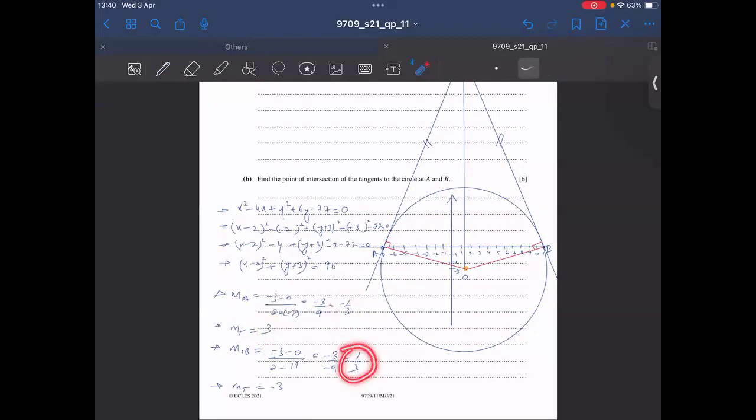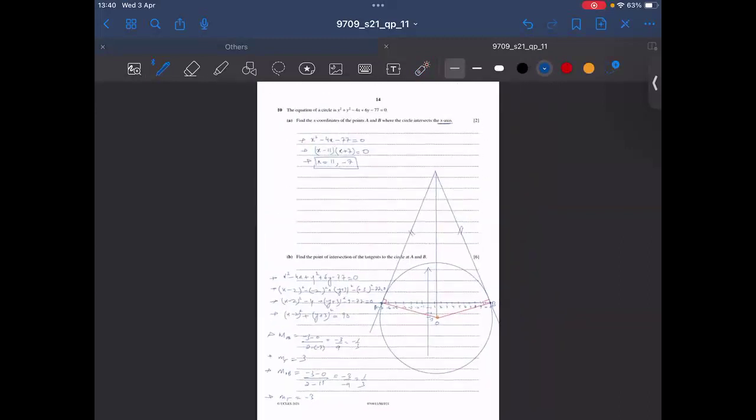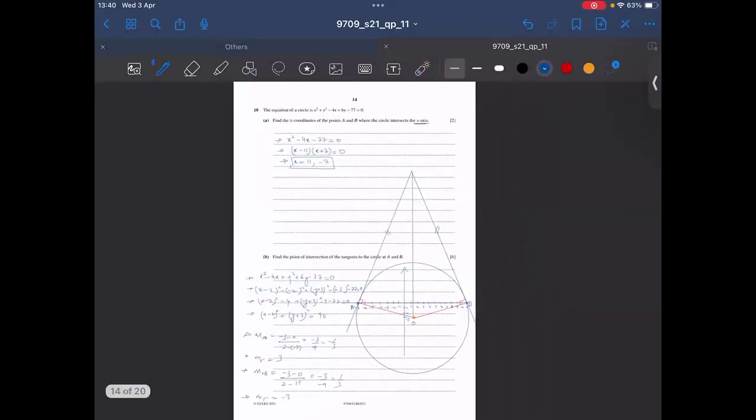I'm going to reciprocal this and change the sign. Whenever you have a pair of perpendicular lines, you're going to do the same. All right. Then I can find the equation.